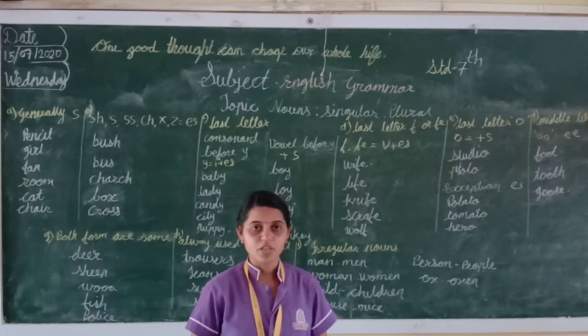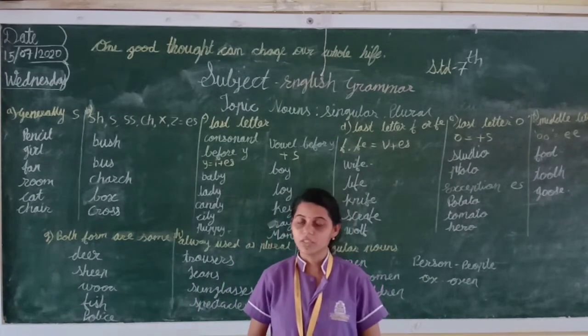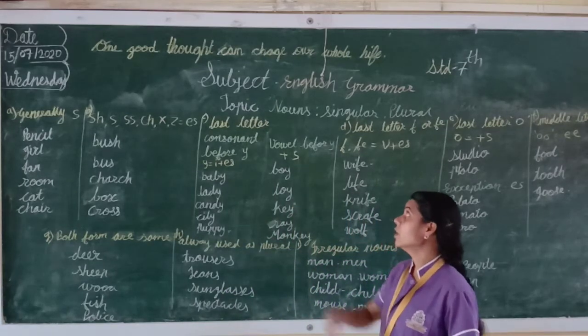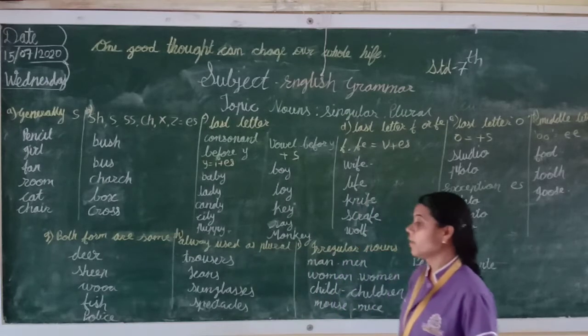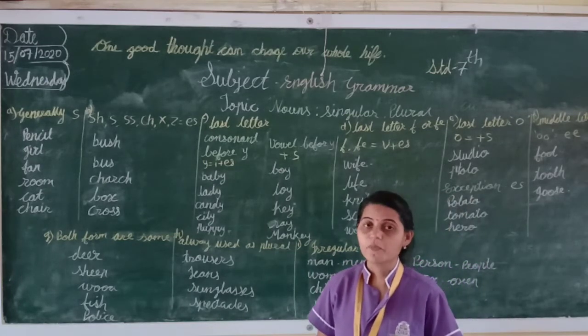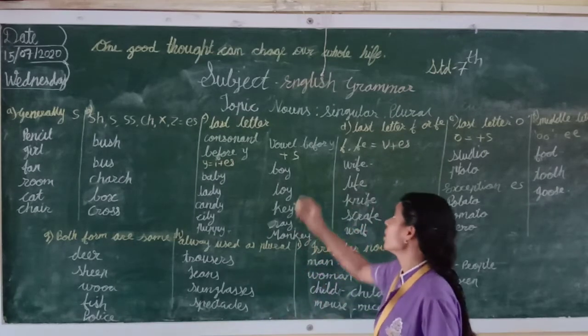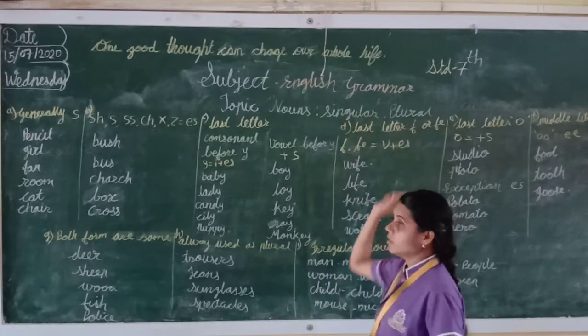Students, in this lecture we are going to learn English grammar. Today we will learn nouns, numbers. We know the nouns, numbers. There are two types. Which ones? Singular nouns and plural.